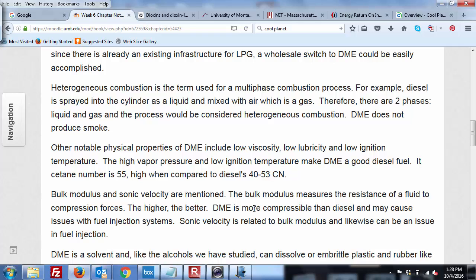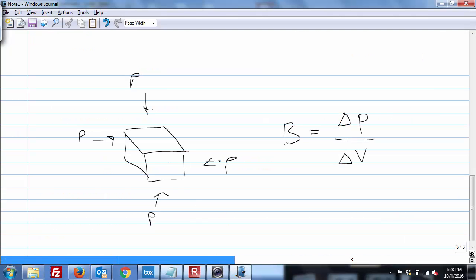So when it says DME is more compressible than diesel, it means that you might have a cubic centimeter of this, I squish it, and now you have less than a cubic centimeter. Well, you still have the same mass, which will give you the energy, but you've got less volume, so it can mess with the injection systems.